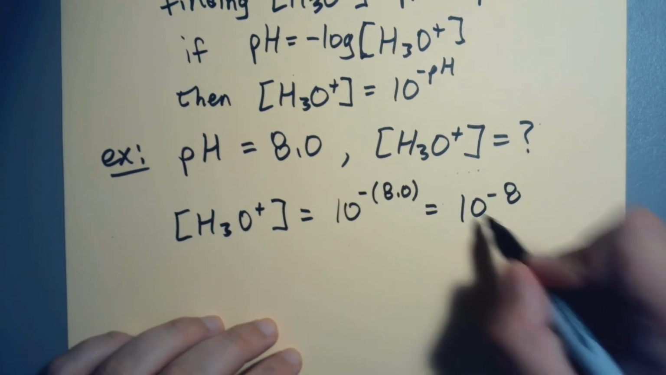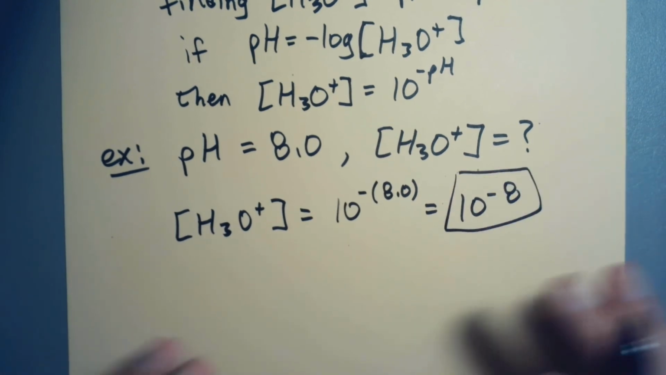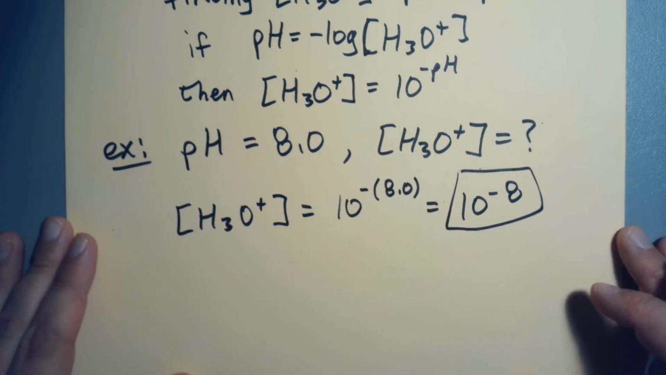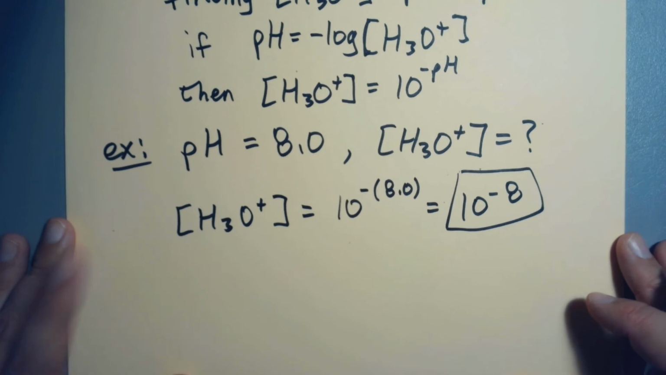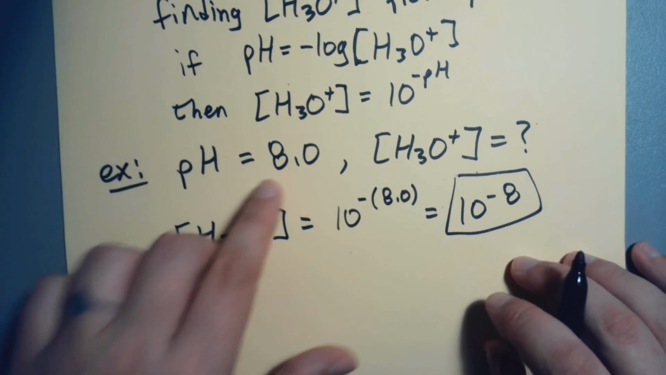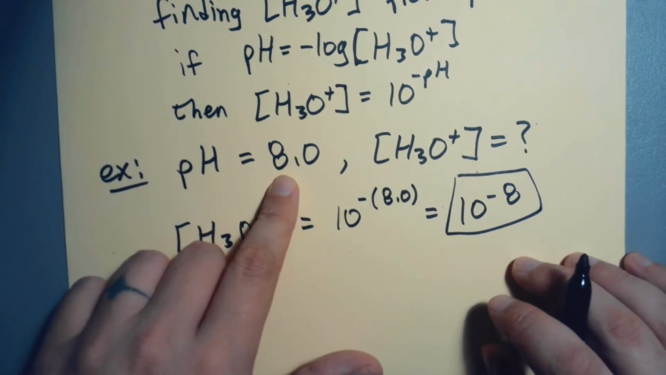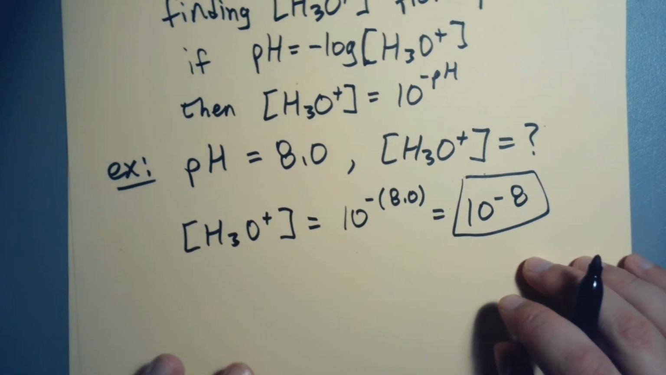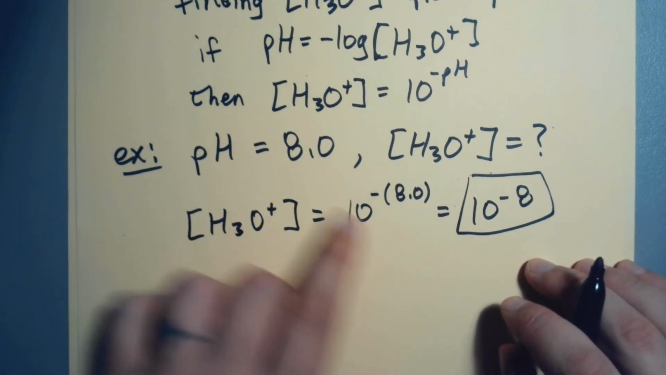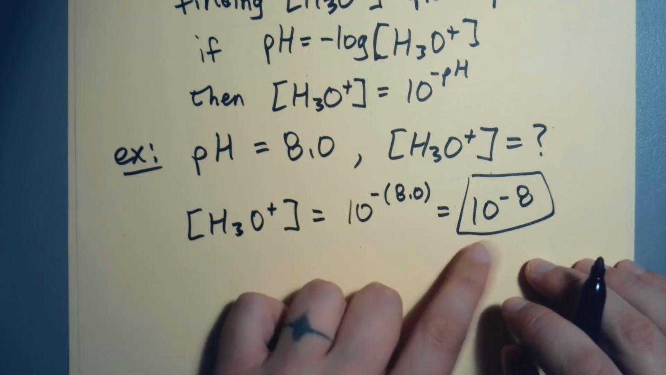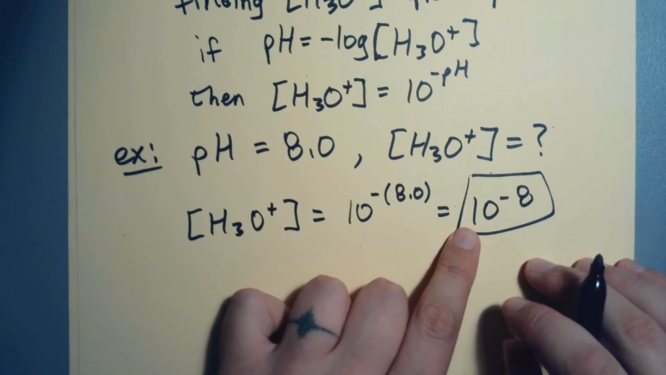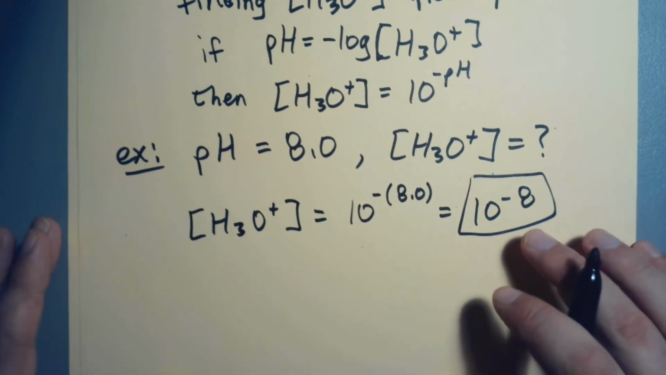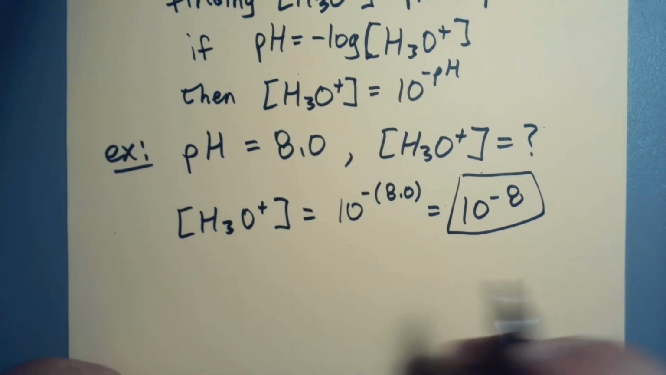That's my concentration. Very low concentration. By the way, is that an acidic or a basic solution? pH is above 7, it's a basic solution. It still has a concentration of acid, but it's very low. Alright. We'll do one more here.